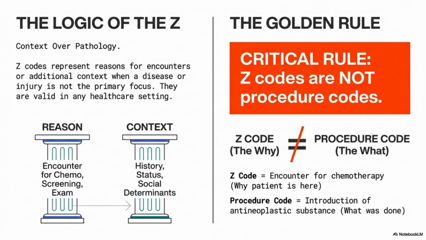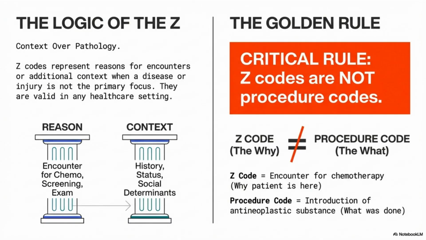Before we go any deeper into Chapter 21, it helps to ground ourselves in the purpose of Z codes. At their core, Z codes are all about context rather than pathology. They tell us why the patient is being seen, the reason for the encounter, whether that's chemotherapy, a screening exam, a routine checkup, or documenting history, status, or social determinants. They give us the story behind the visit, not the disease itself. And that leads us to the golden rule.